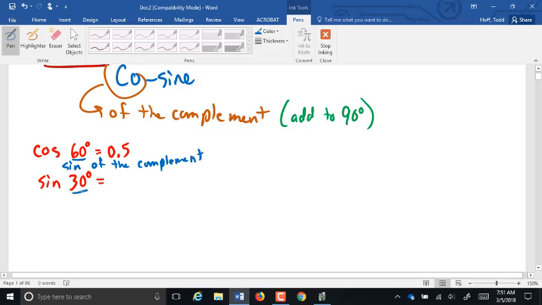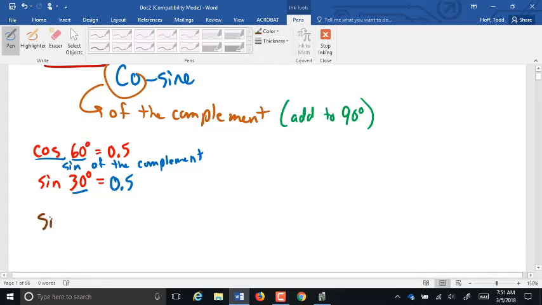The complement of 60 is 30, right? So if the cosine of 60 equals 0.5, the sine of 30 has to equal 0.5. Because the cosine of 60 is really asking what's the sine of the complement of 60? Well, the complement of 60 is 30, so the sine of 30 has to be the same as the cosine of 60.